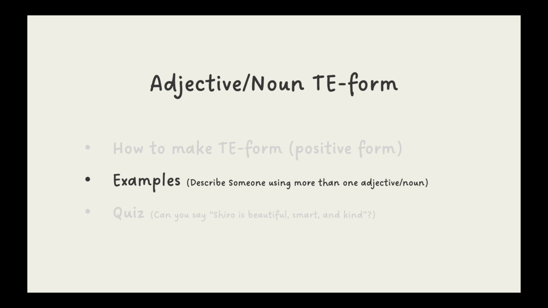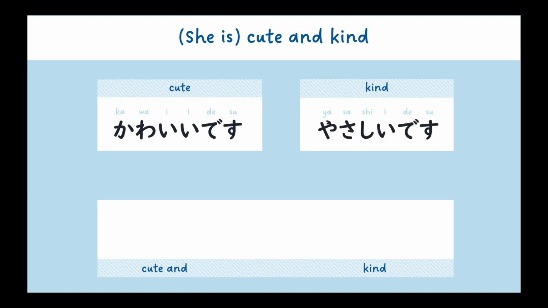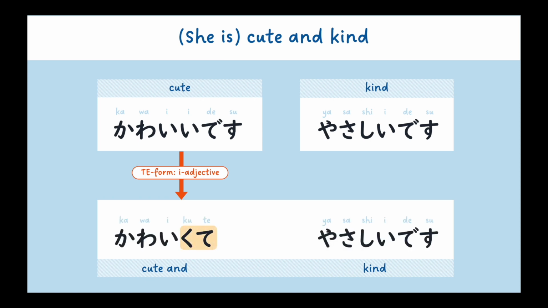Now let's see how te forms are used. It's often used to describe someone with more than one adjective or noun. Let's see some examples. How do we say someone is cute and kind? Cute is かわいいです and kind is 優しいです. So to connect two adjectives in a sentence, we use the te form for the first adjective and leave the last adjective as is. So cute and kind is かわいくて優しいです.